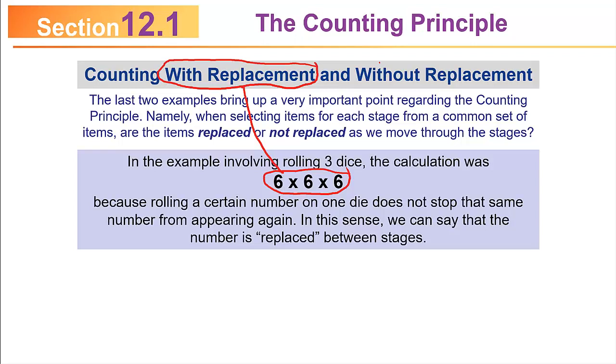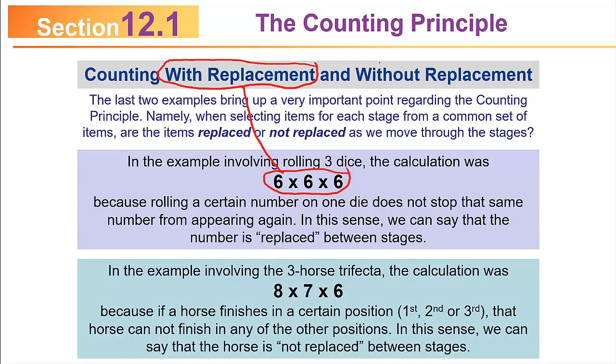On the other hand, if I go back to the trifecta example with the horses, notice that it wasn't 8 times 8 times 8, it was 8 times 7 times 6. Because when a horse won at a certain stage, that horse was not available to win in a later stage. In that sense, the horse is not replaced between stages. So look at that and make sure you get the distinction.